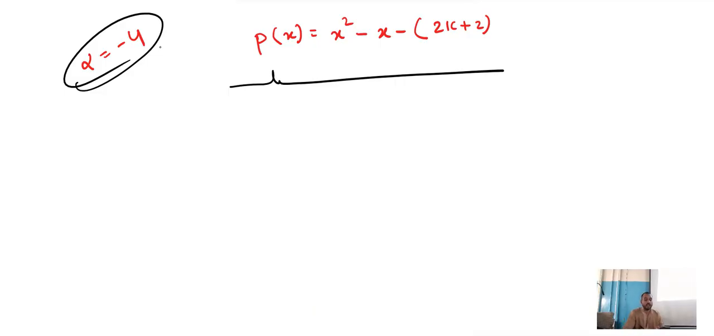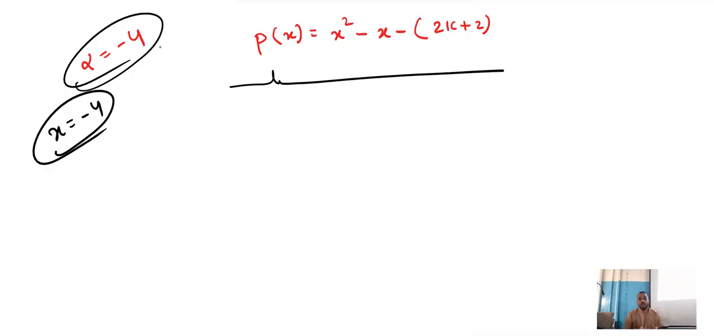Alpha is minus 4. Correct, no? 1 0 means what? X equals minus 4 can be said. The first value of x is 1 0, another value of x is another 0, but they have given 1 0. 1 0 means they have given the alpha value. Alpha is nothing but the x value.